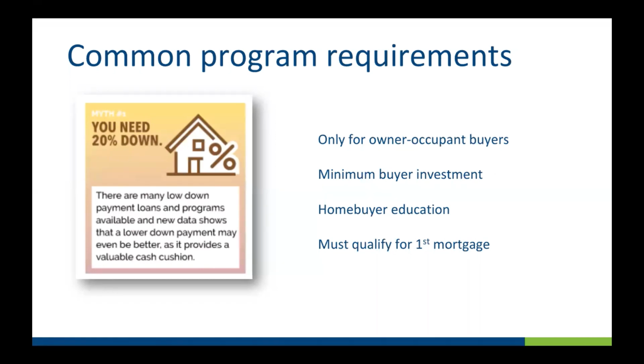There are 3%, 5% down conventional options. If you're VA eligible, or if the property is USDA eligible, there are 0 down options, right? But some of the universal requirements of these programs are, first of all, you have to qualify for a first mortgage.